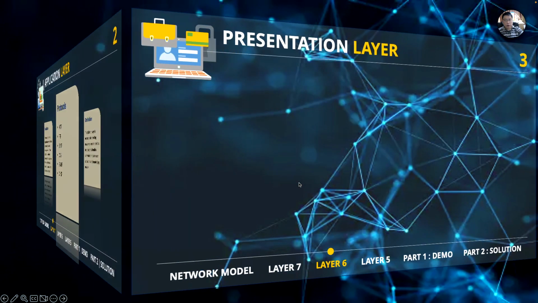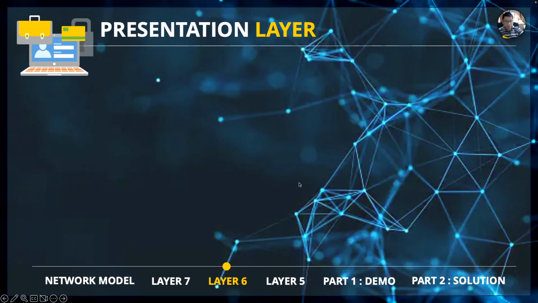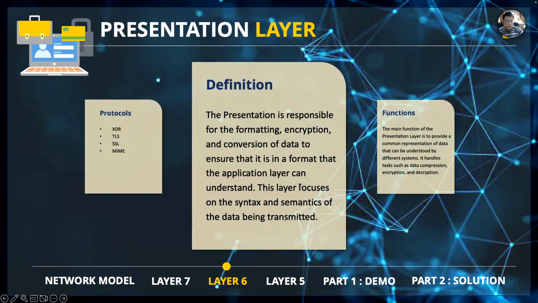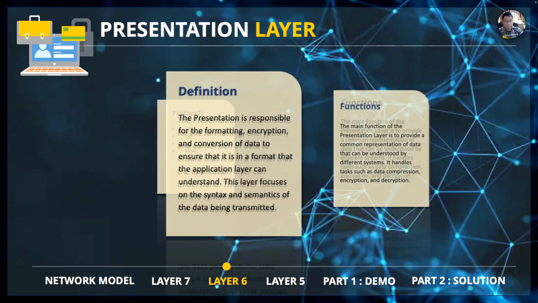Now we go to the presentation layer. The presentation layer, layer 6 of the OSI, is responsible for formatting, encryption, and conversion of data to ensure that it is in a format that the application layer can understand. This layer focuses on the syntax and semantics of the data being transmitted.